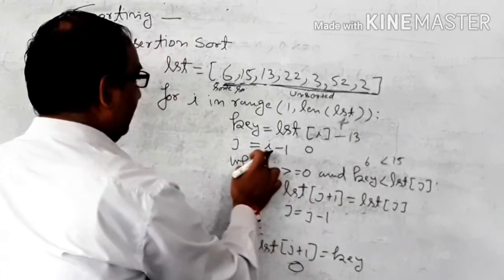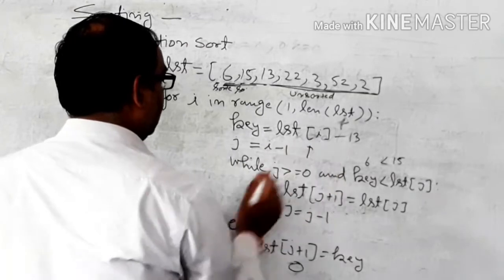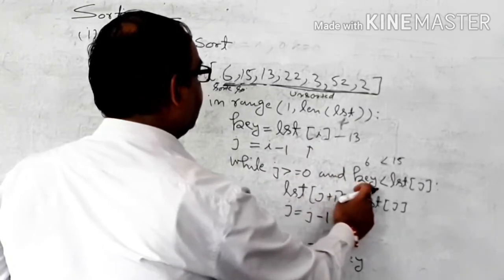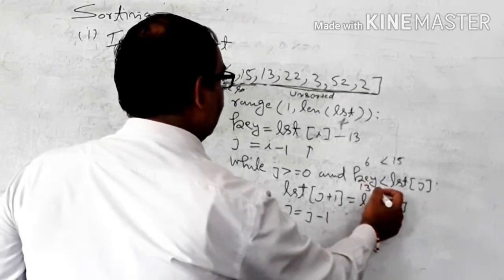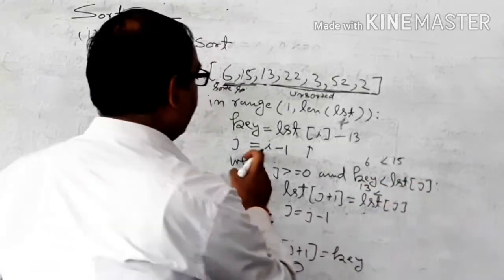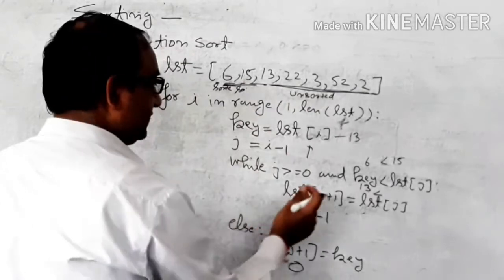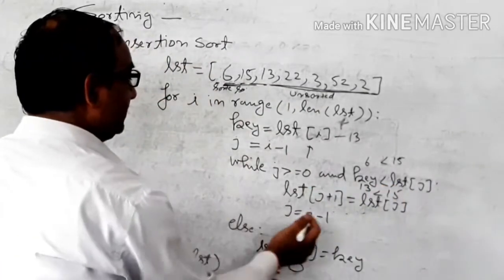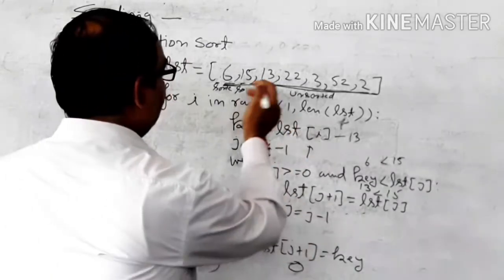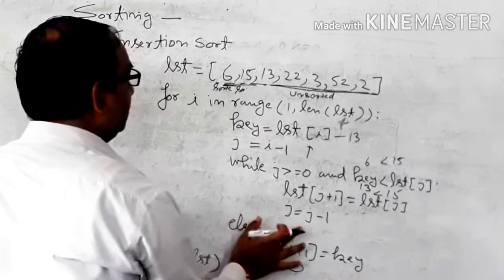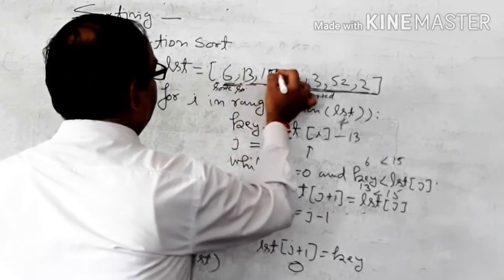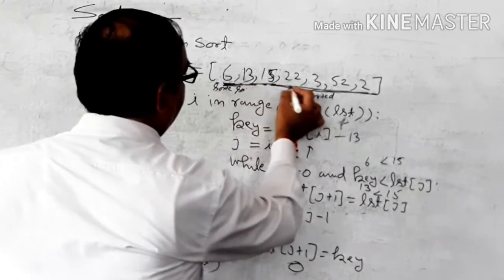Now again we take I value 2. 2 minus 1, that is 1. Okay, while 1 is greater than or equal to 0? Yes. And key 13 is less than LST j. j contains the 1. 1 is 15. Yes, 13 is less than 15. So again we follow the same process. j plus 1. So we take the value. Now again we take all of the process. We again put 13 here and 15. So this is the sorted and this is the unsorted.